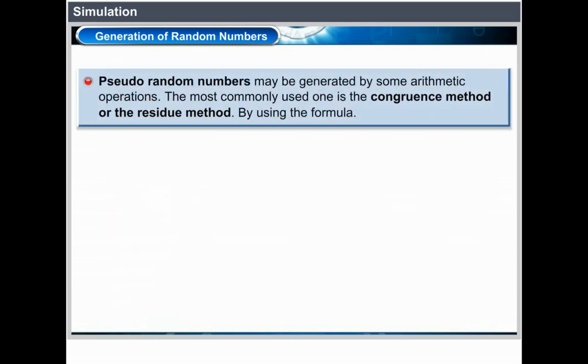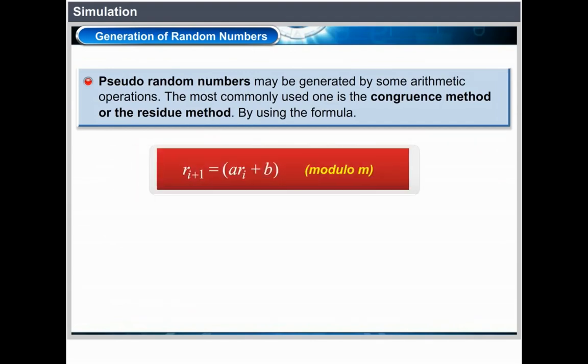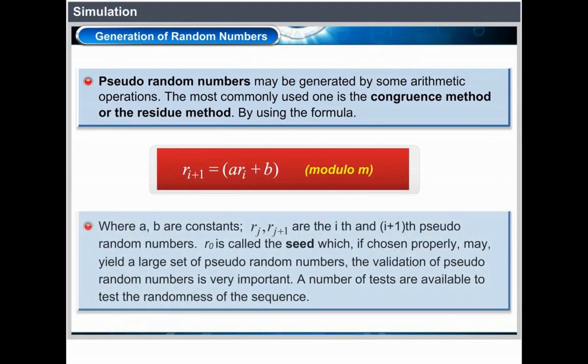Pseudo-random numbers may be generated by some arithmetic operations. The most commonly used one is the congruence method, or the residue method, by using the formula R(i+1) = (A·Ri + B) modulo M, where A, B are constants, and Ri and R(i+1) are the ith and (i+1)th pseudo-random numbers. R0 is called the seed, which, if chosen properly, may yield a large set of pseudo-random numbers.